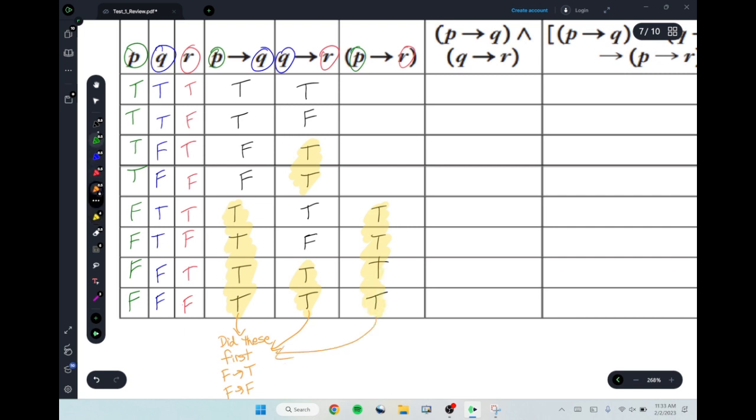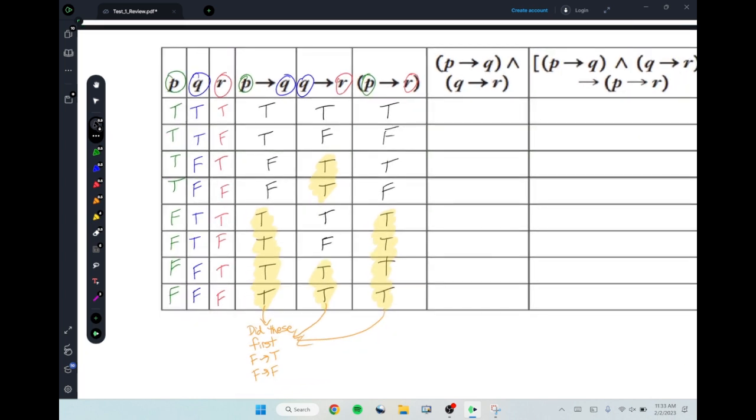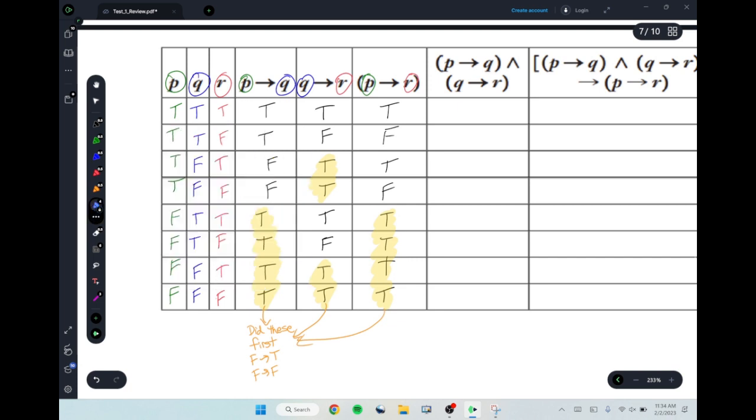Now let's go find these statements. True to true, true. True to false, false. True to true, true. True to false, false. Questions so far? That was the hard part. Your initial thing is the hard part because everything else should just be one thing, like add ands or whatever. Do this with a different color highlighter. This will be fun. Blue highlighter.